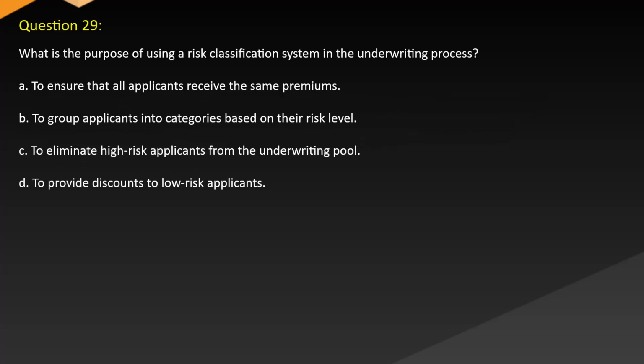Question 29. What is the purpose of using a risk classification system in the underwriting process? A. To ensure that all applicants receive the same premiums. B. To group applicants into categories based on their risk level. C. To eliminate high-risk applicants from the underwriting pool. D. To provide discounts to low-risk applicants.